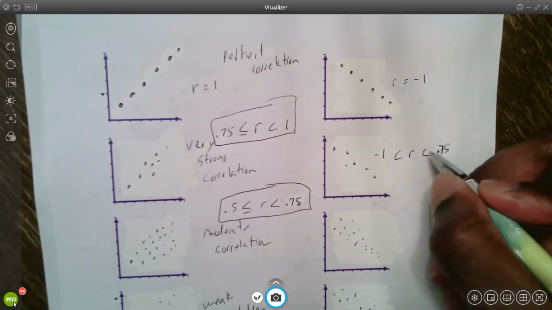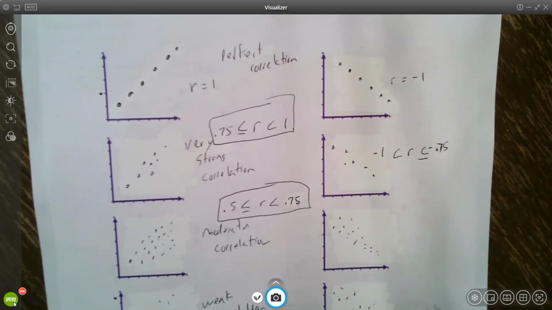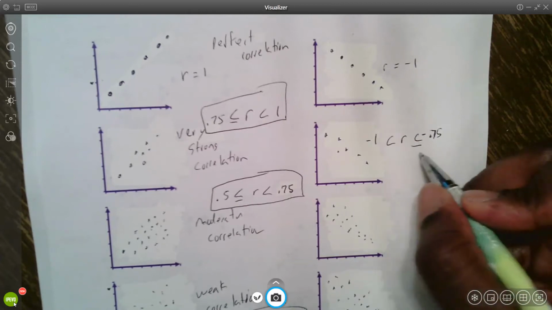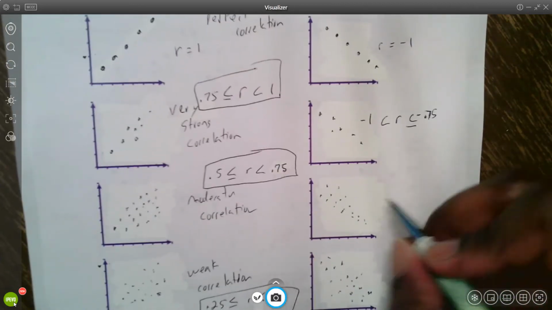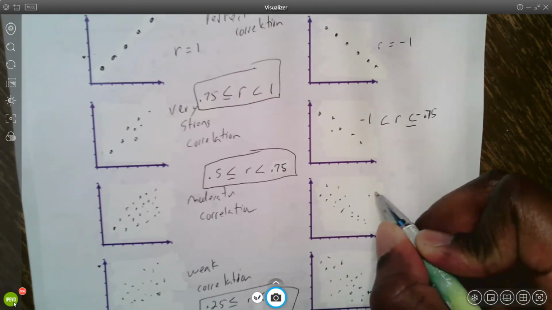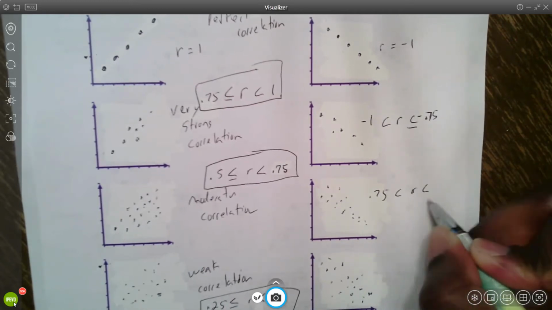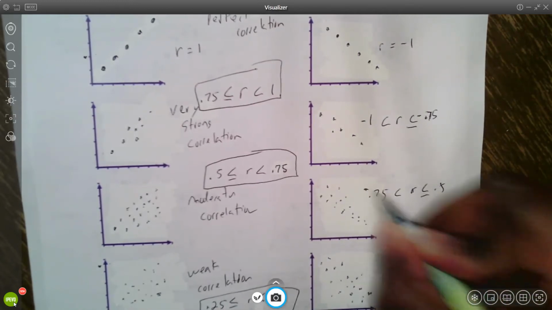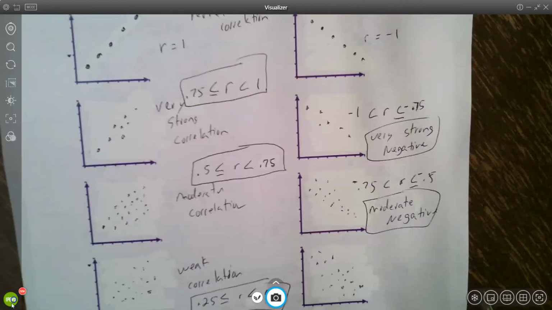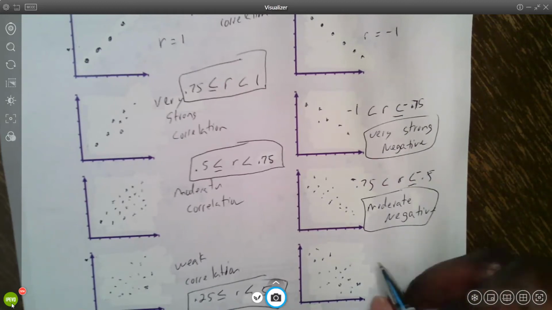So on -0.75, we can go from here. This one is a very strong negative correlation. This is a moderate negative correlation, so that would be in between -0.75 and -0.5. This would be moderate. So I add the labels to them. It's very strong, moderate, and then it was in between.